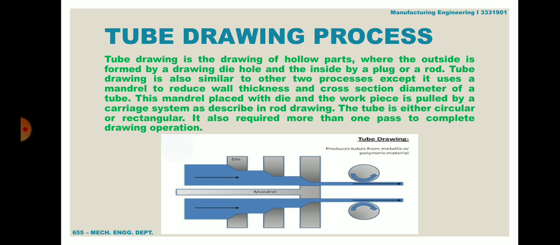As we discussed, tube drawing is also similar to the tube processes, except that it uses a mandrel, plug or a piston to reduce the wall thickness and the cross-section diameter of the tube. This mandrel works with the die or reducing die, and the workpiece is pulled by a carry system. The tube is either circular or rectangular, whatever shape is required. It also requires more than one pass to complete a drawing operation.